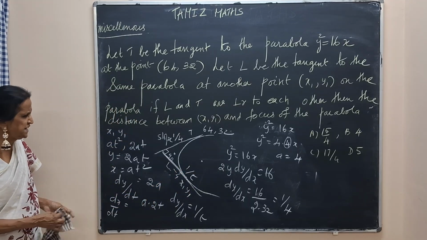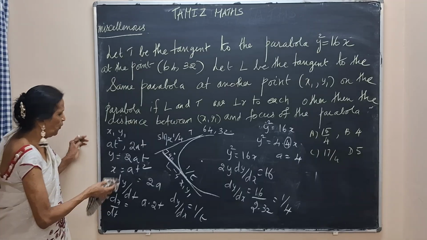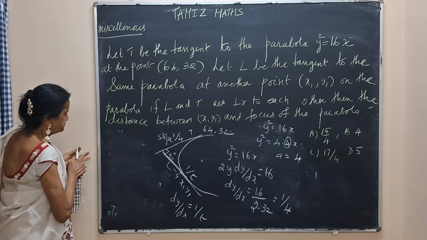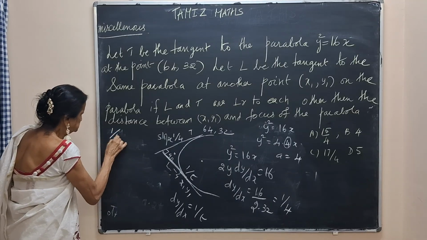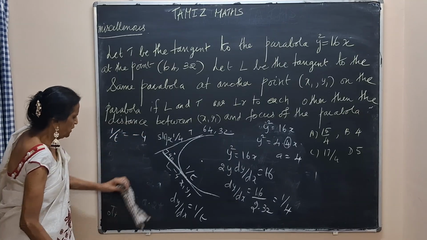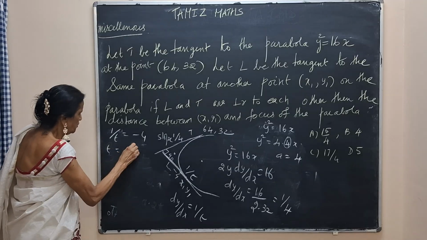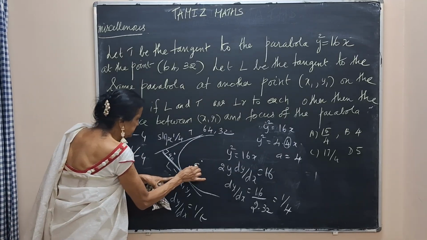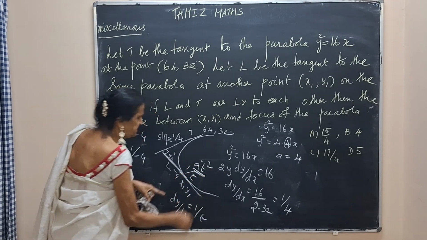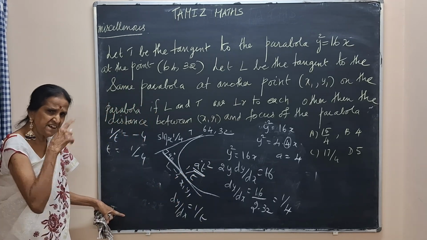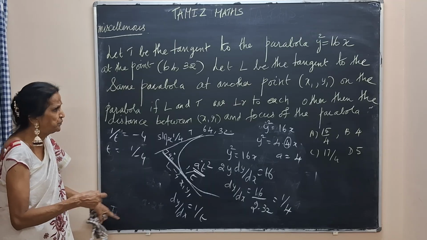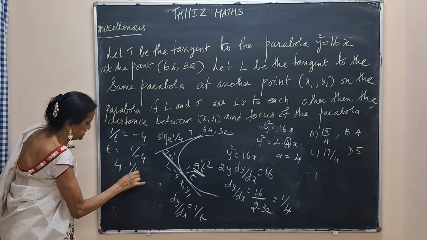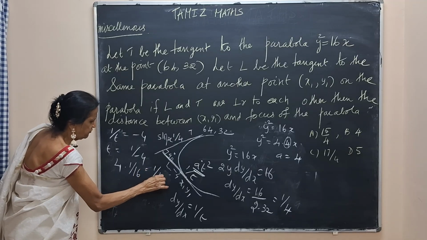What is 1 by t equal to? Minus 4. 1 by t is equal to minus 4. So what is t equal to? 1 by minus 4. What is the x coordinate here? at squared. So x1 is at squared in parametric form. What is a? 4. And what is t squared? 1 by 16. So the x coordinate is 1 by 4.